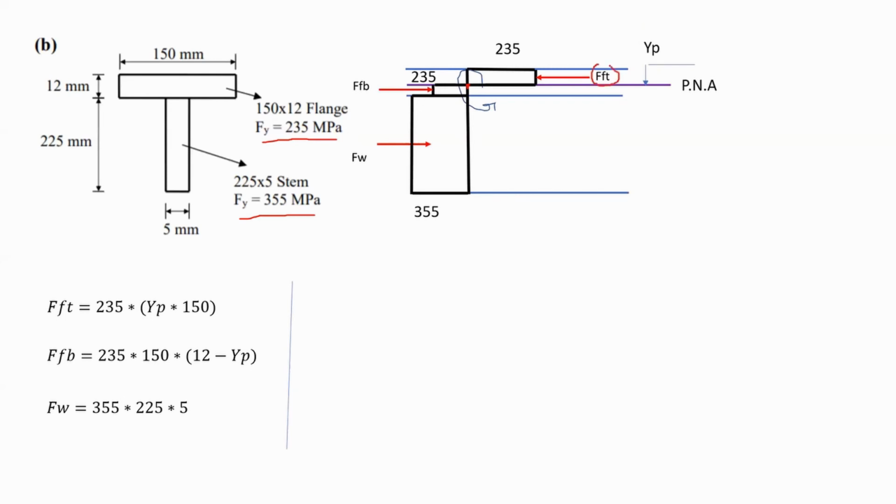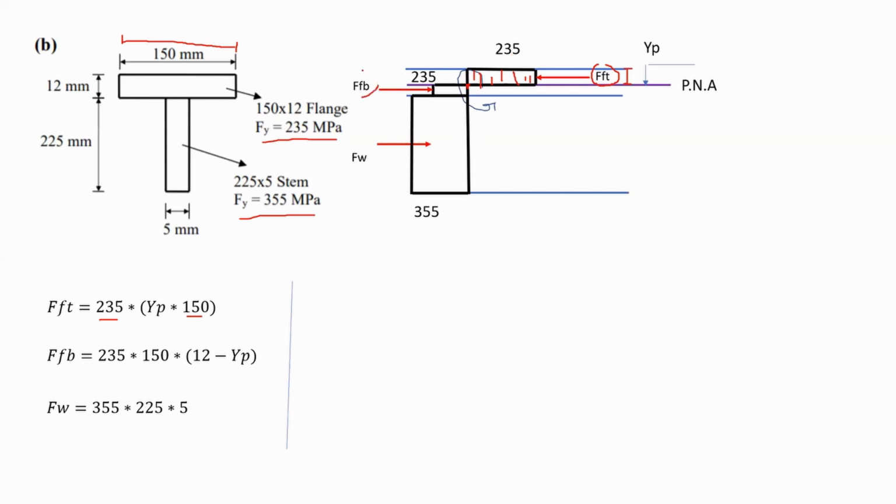So we start with the force in the flange top. If you want to find the area of this part, this would be Fy, 235, multiplied by this width, 150, and lastly multiplied by the whole height, which is Yp. So you're basically finding an area and multiplying it by the Fy.